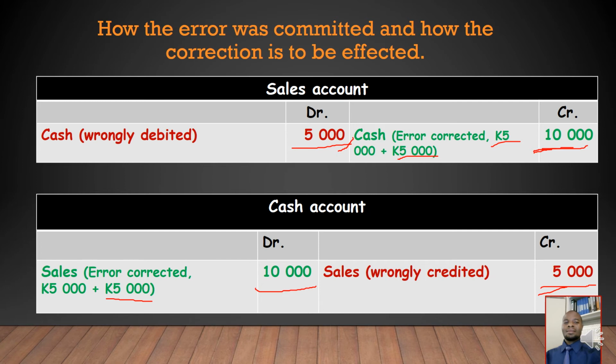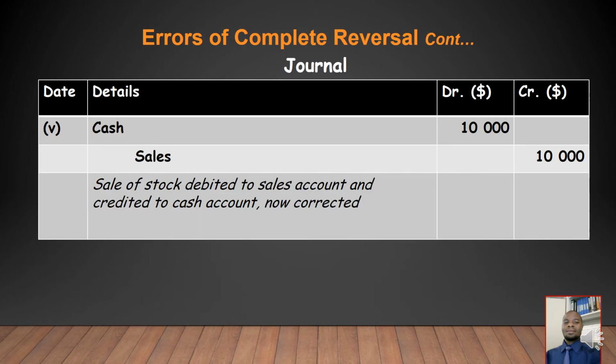Now, what shall we enter in the journal? What we shall enter in the journal is this entry here and this entry there. We shall show that we need to credit the sales account with $10,000 and debit the cash account with $10,000. Let's see how it is done. So here we are saying we need to debit the cash account with $10,000 and credit the sales account with $10,000, being a sale of stock debited to sales account and credited to cash account, now corrected.